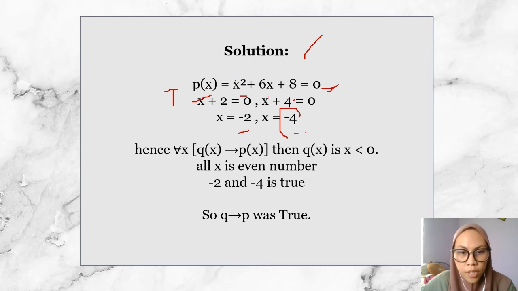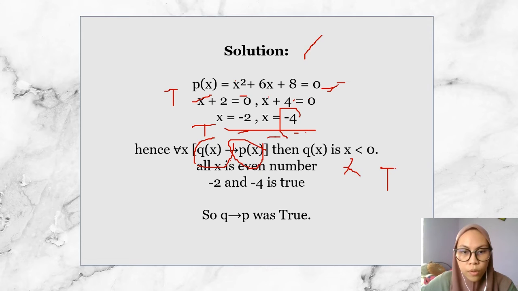So we go back to the question, Q(x) conditional P(x). Q(x) is x less than 0. We get x = -2 and x = -4. This means x less than 0 is true, so Q(x) for the question is true. We combine it with P(x). For P(x), when we replace, the answer becomes 0, so it is also true. So both -2 and -4 make every function true. So Q conditional P is true.